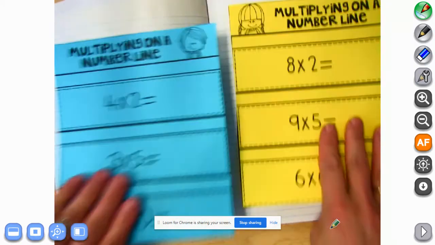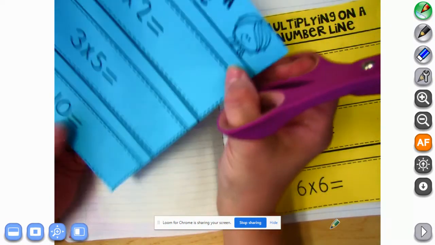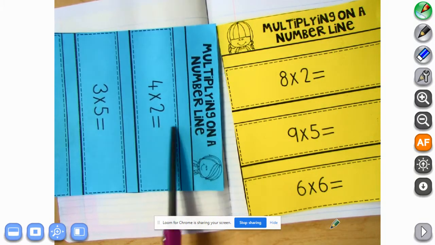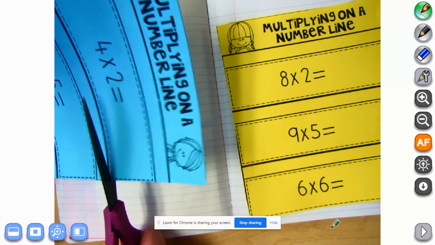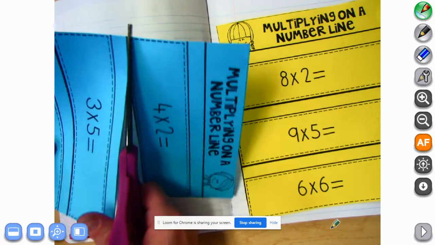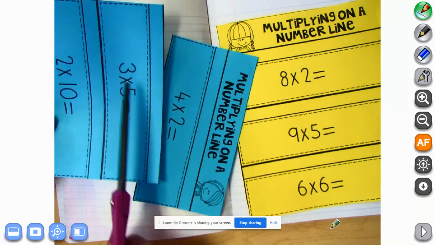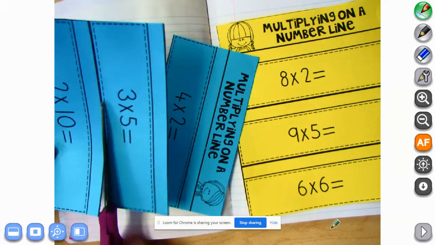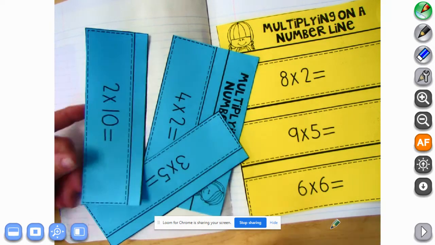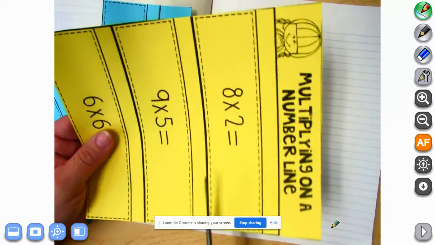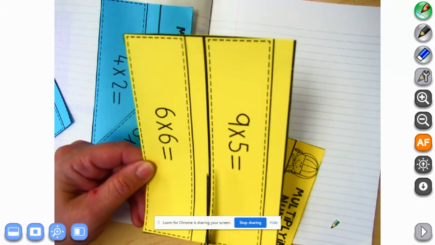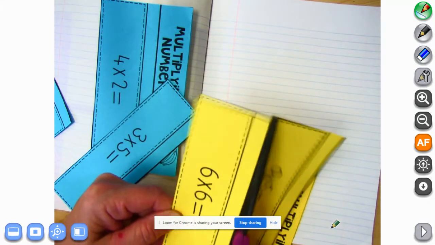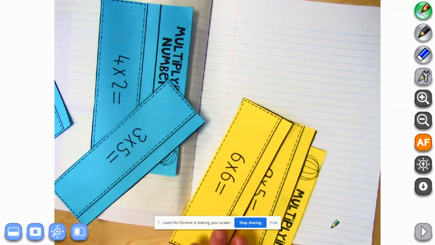All right, let's go to this top one. And what we're going to do is you can leave this connected to here, but we're just going to go under the 4 times 2. We're going to cut that black line all the way across and stop. And then underneath this 3 times 5, we're going to cut that black line and stop. Okay, same thing with this one. Go right under 8 times 2 and on this black line, cut. And then under 9 times 5, cut. There we go. Now we don't have many things to cut.